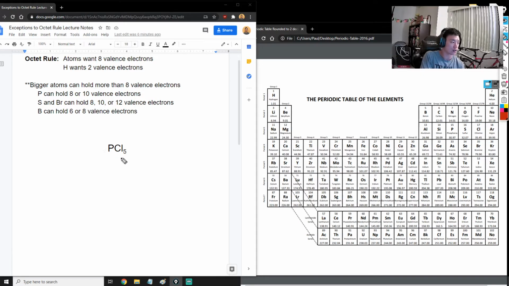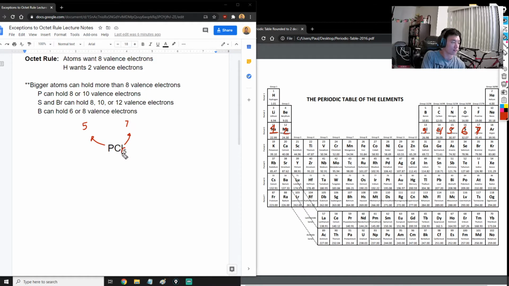PCl5 is phosphorus and Cl5. So if we count up the electrons, if we look at phosphorus, phosphorus is box number 1, 2, 3, 4, 5. That means phosphorus is going to bring 5 valence electrons to the table. If we look at chlorine, chlorine is box number 6, 7. Since chlorine is box number 7, it's going to contribute 7 valence electrons.